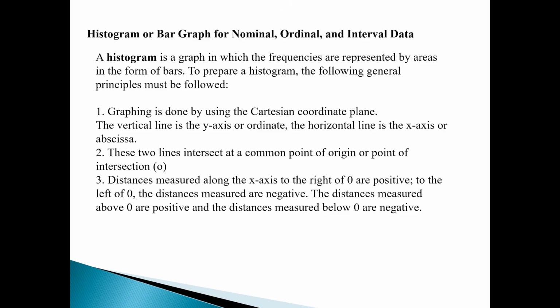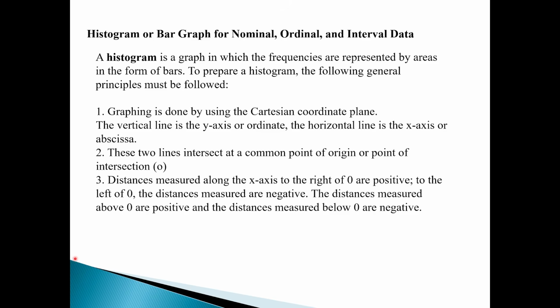Now these two lines intersect at a common point, 0. 0 is your intersection. From your intersection, as you go along your horizontal line, your x, the value is increasing: 0, 1, 2, and so on. And then from your 0, as you go upwards along your y-axis, your value increases again: 0, 1, 2, and so on. So that's your Cartesian coordinate plane.